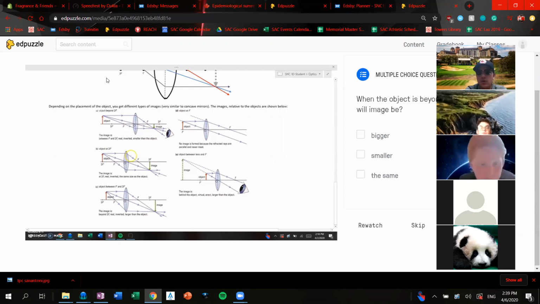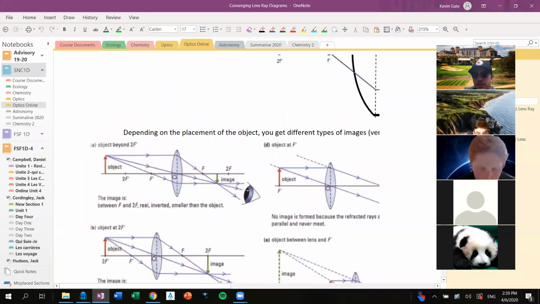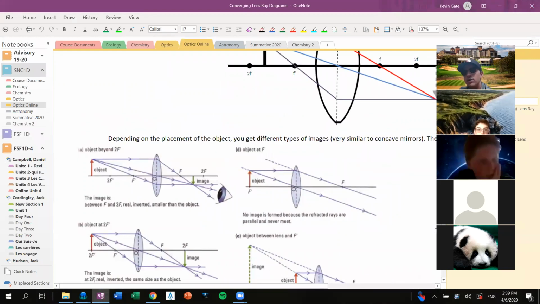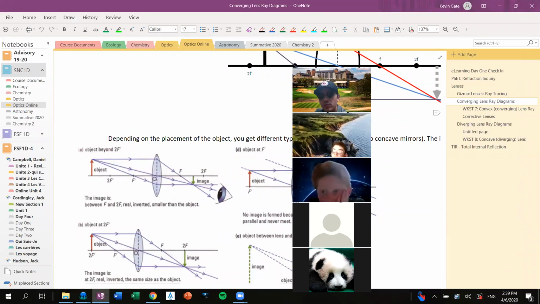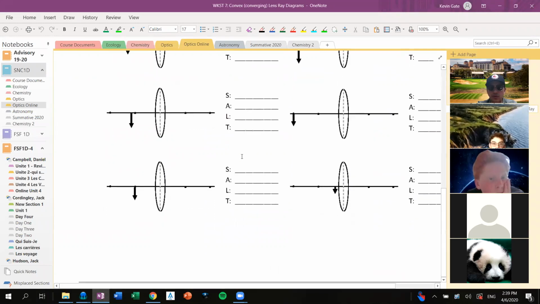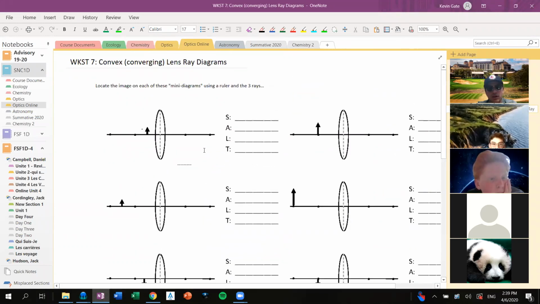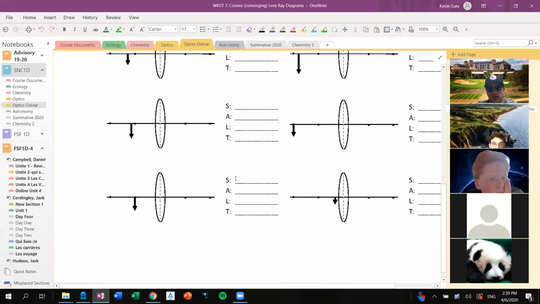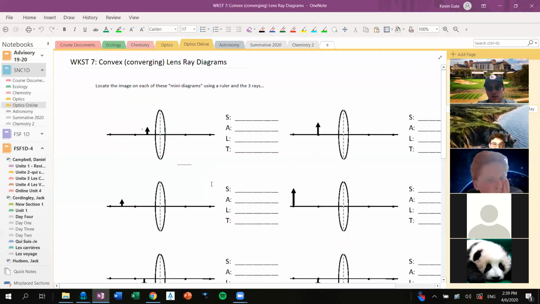All right, so your homework then. Worksheet 7 will give you guys some good practice for convex images. What I want you guys to do is working away at your own pace. I would like it if you could draw all of the ray diagrams for these images here. Do they have to be like precise?